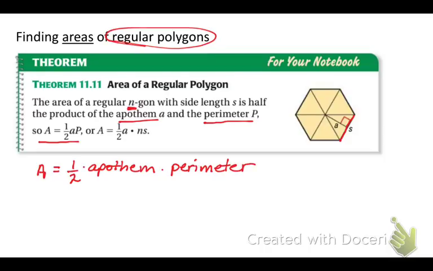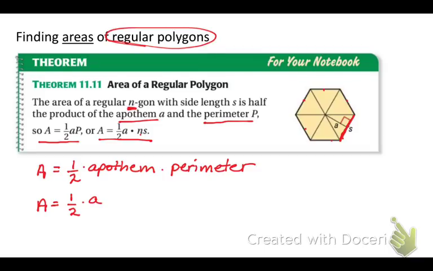Okay. So another way to write it is here, because the perimeter is equal to the number of sides times the side length, right? Because the side length is s, and I know what that length is, all I have to do is multiply it by each side, 1, 2, 3, 4, 5, 6, and I've got my perimeter. So you can calculate the area two ways.